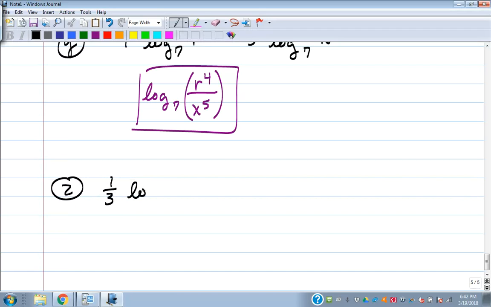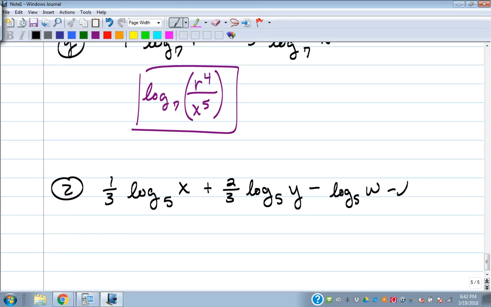One third log base 5 of x plus 2/3 log base 5 of y minus log base 5 of w minus log base 5 of z. Four of them going. Much in the same way we did the one before that had 3 of them. You got to think, what comes first?